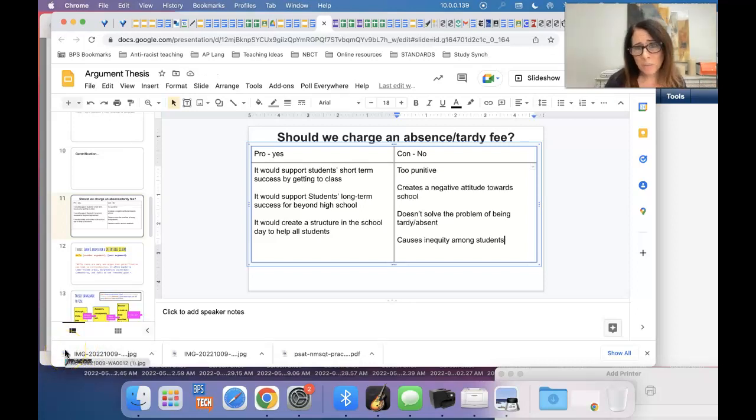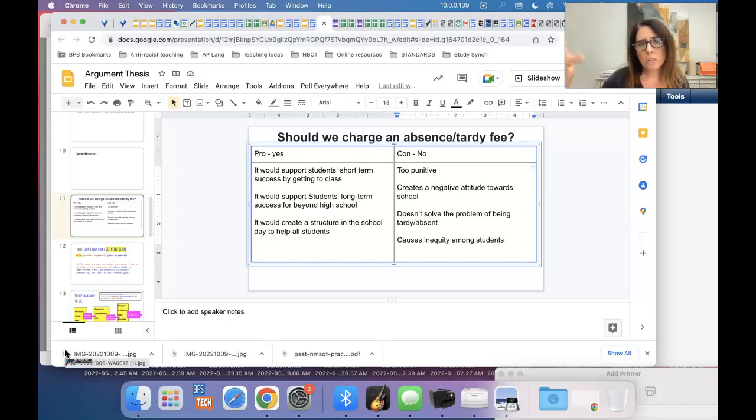So here's what I came up with off the top of my head. It's too punitive. It's not necessary. It's over the top punishment. It creates a negative attitude towards school. It doesn't solve the problem of being tardy or absent. And it causes inequity among students.